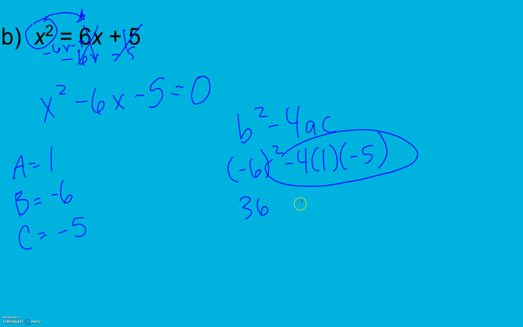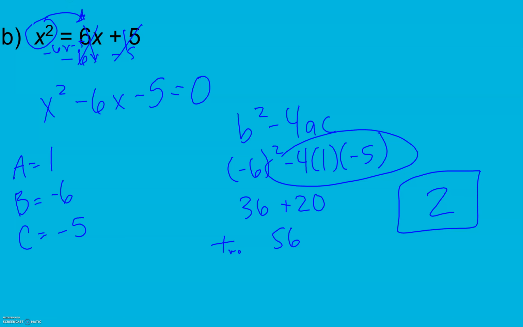This right here, two negatives, make this a positive 20, and I get to 56. Since this is positive, I'm going to have two real solutions. And again, that discriminant is helpful. We can always find that first, and then if we have solutions, we can plug it in to our equation to solve, because we need to find that number anyway.